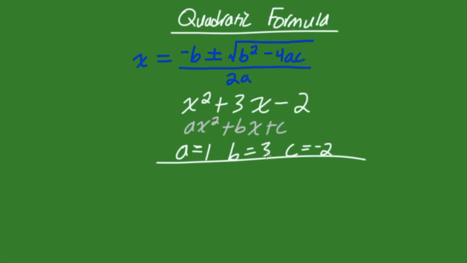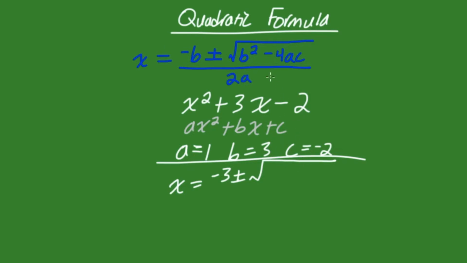So let's substitute these values into our formula. If we do that, we get x is equal to, so we have negative b. In our case, b is 3, so we have minus 3. Then we continue along in our formula. So next we have plus or minus. And then we have our square root.